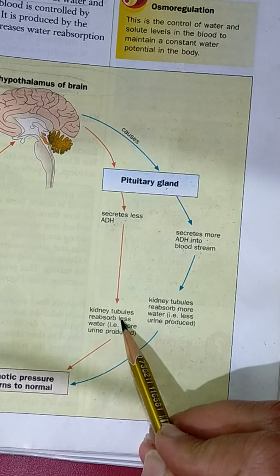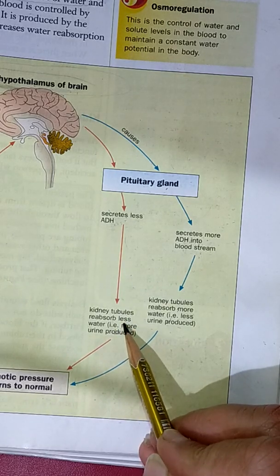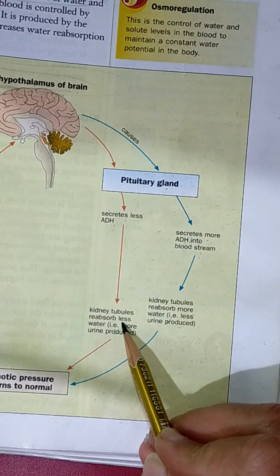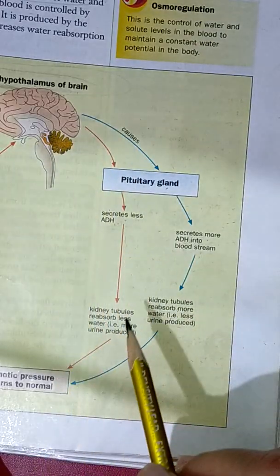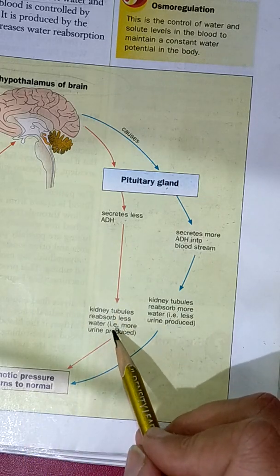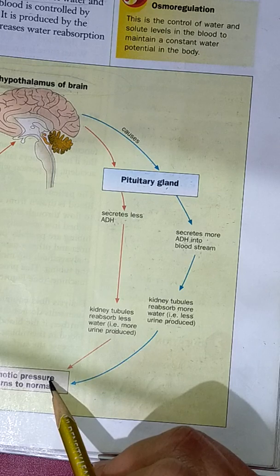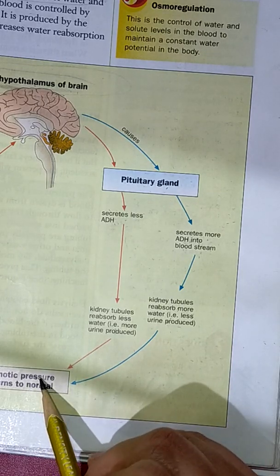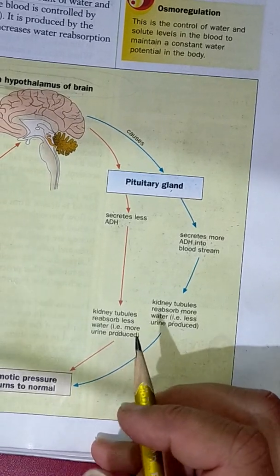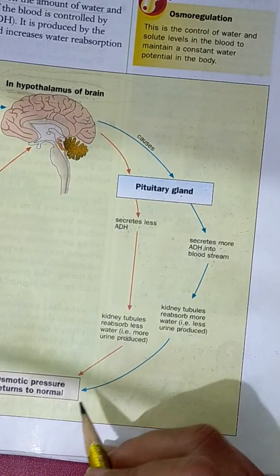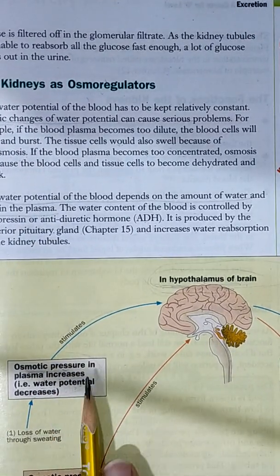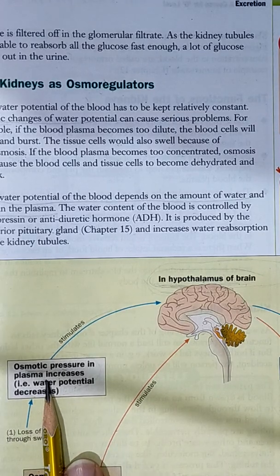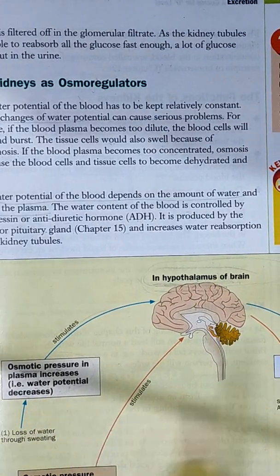So the maximum water will go into the collecting duct and it will be removed from the kidney. As maximum water is removed from the kidney, the water potential will come to normal, and instead of pale urine, this time you can see that transparent urine is passed, as the water content is more and the salt concentration or the nitrogenous waste concentration is less. So this is the very important role of the kidney to maintain osmotic pressure and water potential. This role of the kidney is called osmoregulation, or the kidney is acting as an osmoregulator.